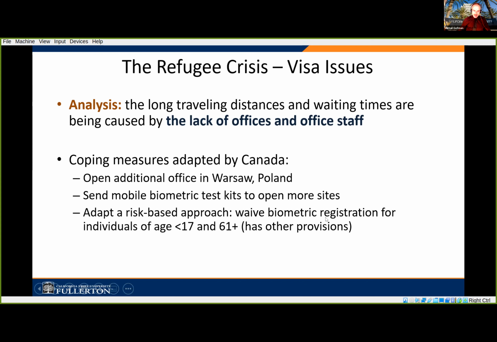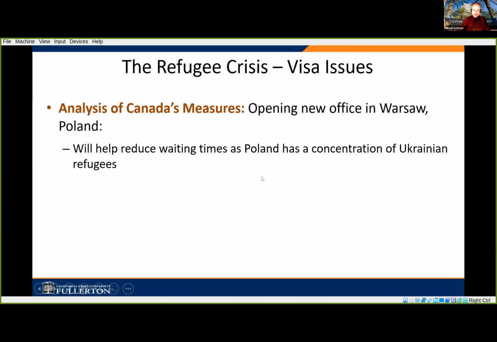So basically, the biometric registration requirement for those seeking to obtain a visa has been waived for those younger than 17 and those older than 61. There are also some other provisions which we won't discuss here, but you can see them in our paper. So let's analyze those measures.